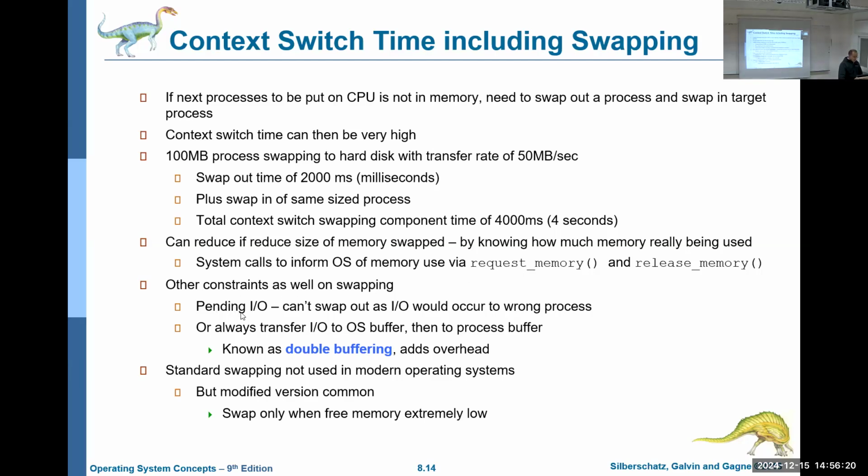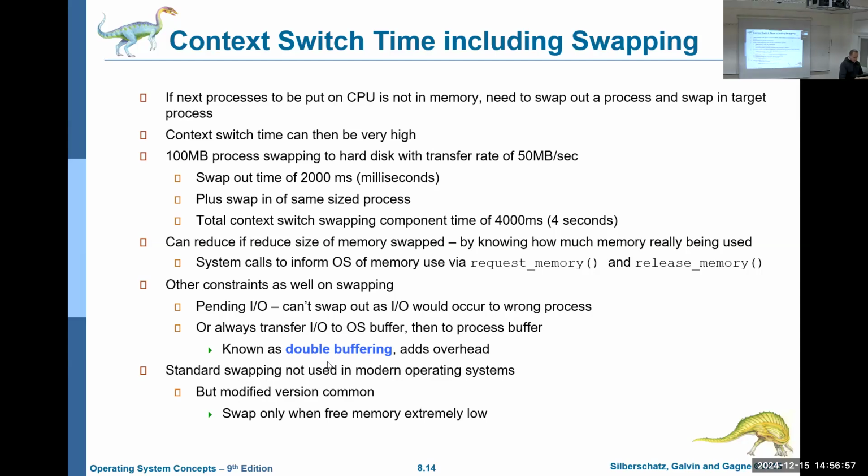Other constraints as well: pending IO can't swap out as IO would occur to the wrong process. In other words, the IO doesn't necessarily know about the process. That's interesting. If it's directly copying to a location in memory, then it wouldn't necessarily know which process it is. It just got a command: copy from this disk, copy this file into this location. And then if it's another process, it could be problematic.